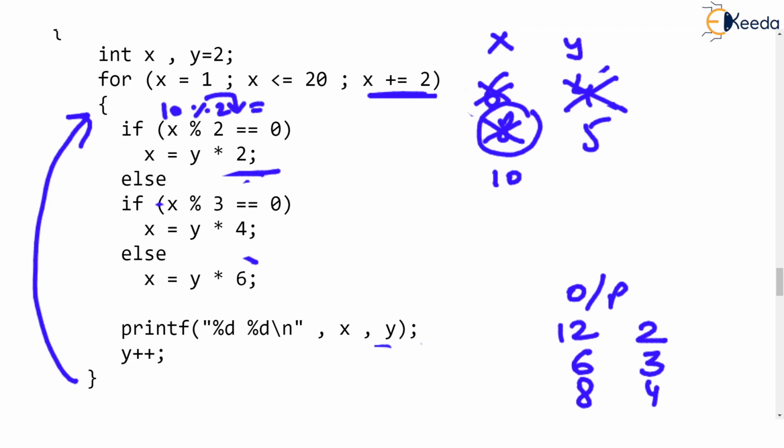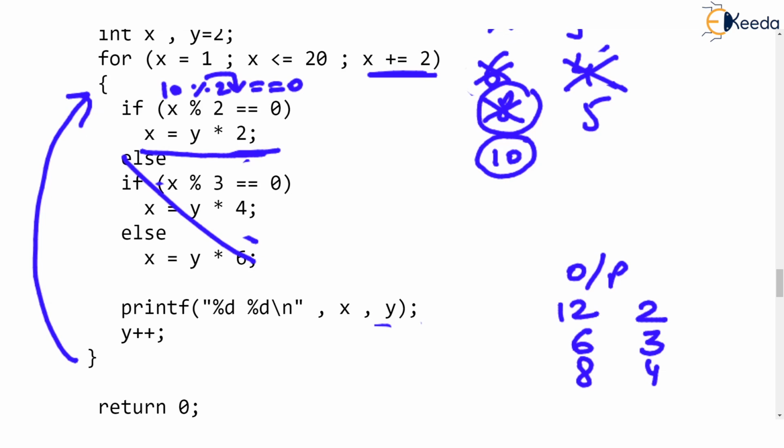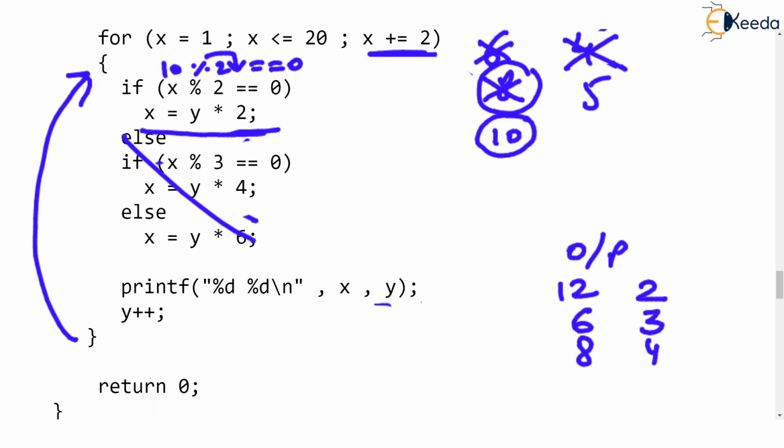Yes. So x will become y into 2. So x will become 5 into 2, which is 10. So it remains 10, and this else doesn't run. And the next output is 10 followed by 5. x and y are printed. So 10 and 5. But then y plus plus here will make y as 6.